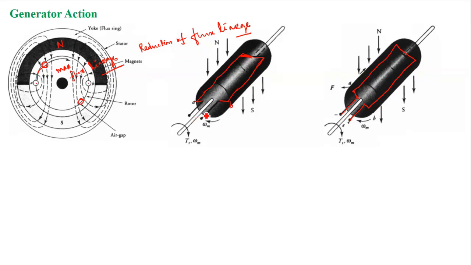Now the EMF will be produced in this coil in such a way that it will inject a current in the coil in such a direction that it will try to enhance the flux linkage, because your flux linkage is reducing, right? Because when we're moving it in the clockwise direction, your flux linkage is reducing. So now the EMF will be produced in such a way that the current will flow in this coil.